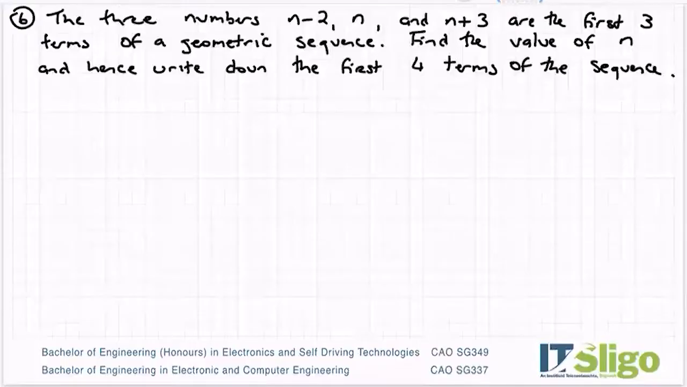Right, question 6. The three numbers n-2, n and n+3 are the first three terms of a geometric sequence. Find the value of n and hence write down the first four terms of the sequence.